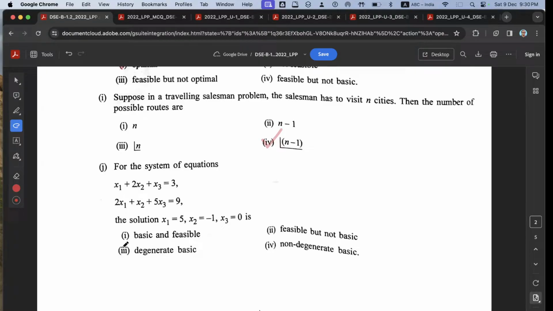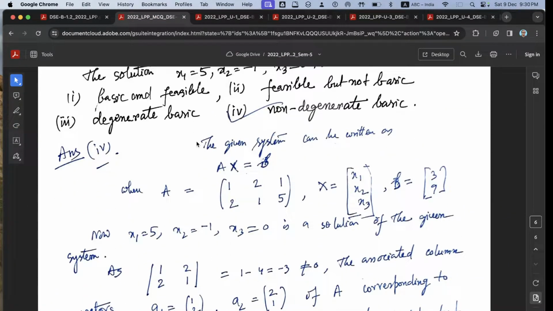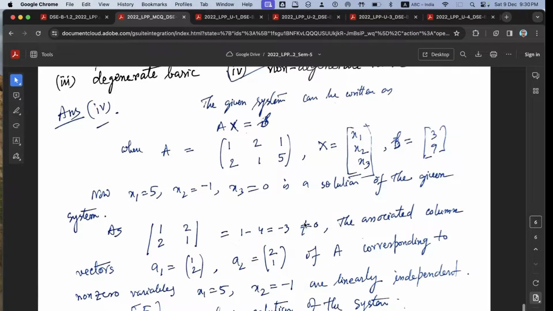Question J. For the system of equations, the solution x1 equal to 5, x2 equal to minus 1, x3 equal to 0 is: basic and feasible, feasible but not basic, degenerate basic, or non-degenerate basic. Here, the given system can be rewritten as AX equal to B, where A is the coefficient matrix 1, 2, 1, 2, 1, 5, X is x1, x2, x3, and B is the right hand side value matrix 2, 5.